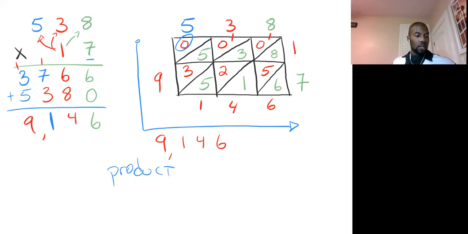Let's do one more just to be safe, okay? I'm sorry we're going a little long today. We're going to do one more just to be safe. Let's do a simple one with 3 digits multiplied by 1. So let's do 153 times, I'm going to use a different notation, times 6.